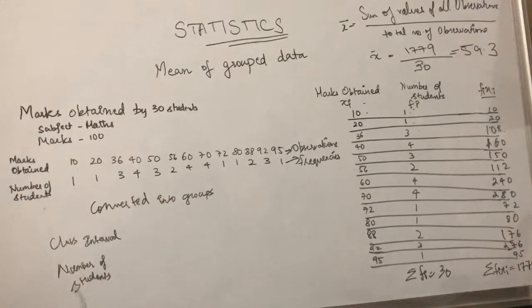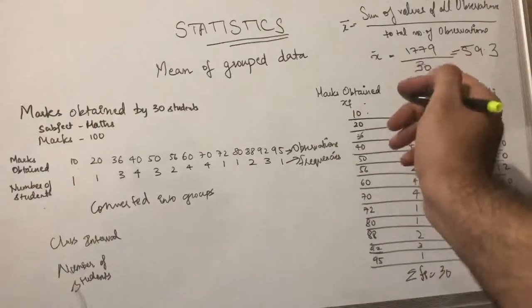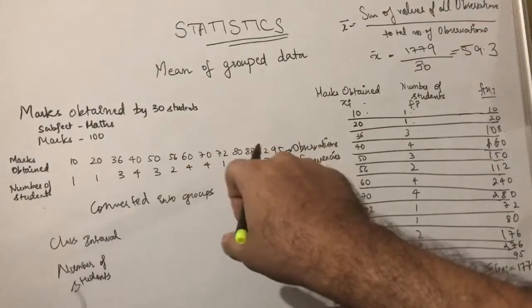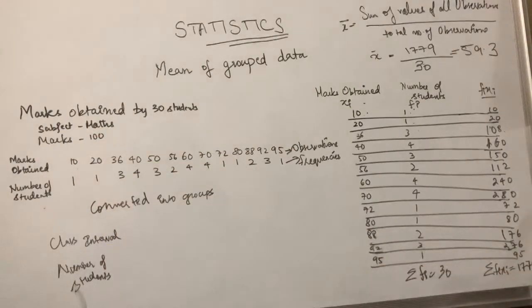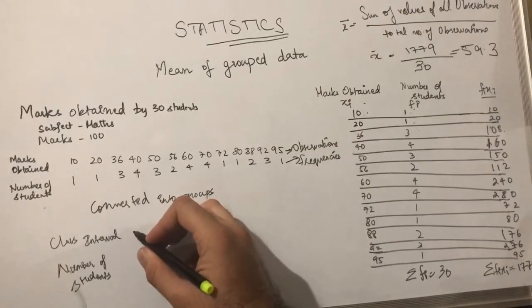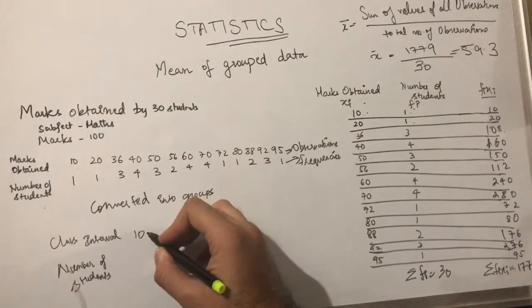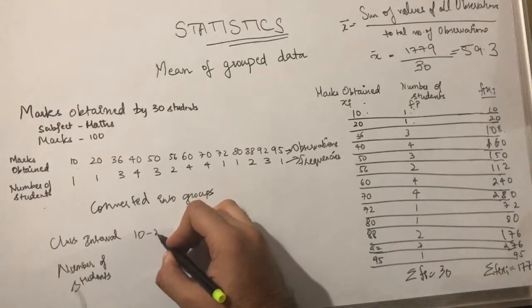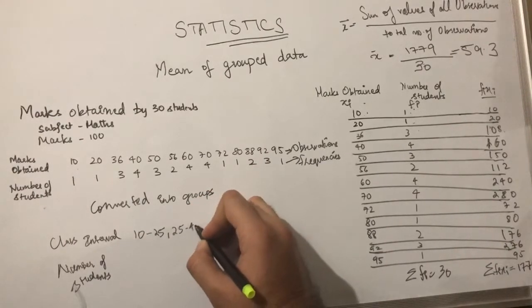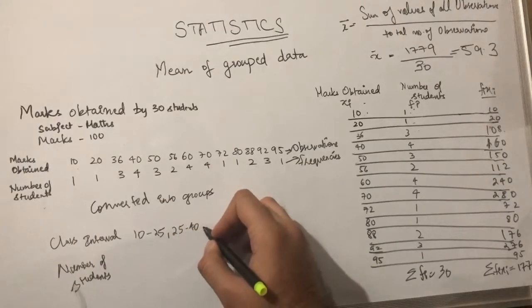All right. So now how would we find out this class interval? Like I said, we need to form groups, but how would we do that? It's very simple. So we know that the least marks is 10 here and the highest marks is 95. So we know the highest marks one can get is 100. So what we can do is we can start the group by saying let's have each class interval of 15 marks. So let's say 10 to 25, 25 to 40. You see, 15 marks here, 15 marks here, and so on.